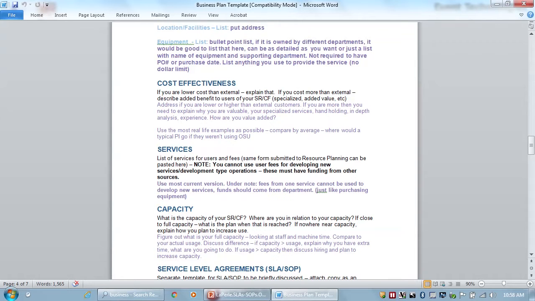So for cost effectiveness, how are you cost effective? Are you lower than market? Are you about market? You'll want to address that here.